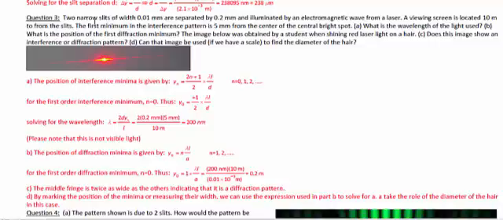We are told that the first minimum in the interference pattern is 5 millimeters from the center of the central bright spot. And precisely they are saying minimum in the interference pattern. Now the question is, what is the wavelength of the light used?